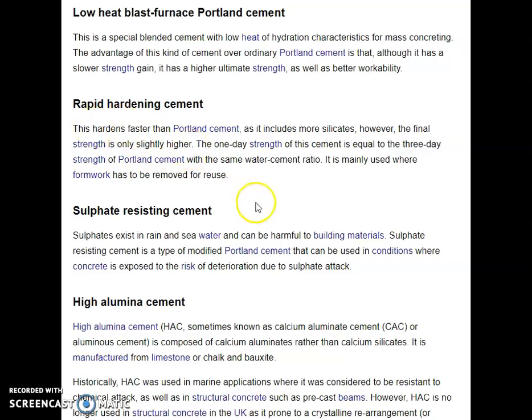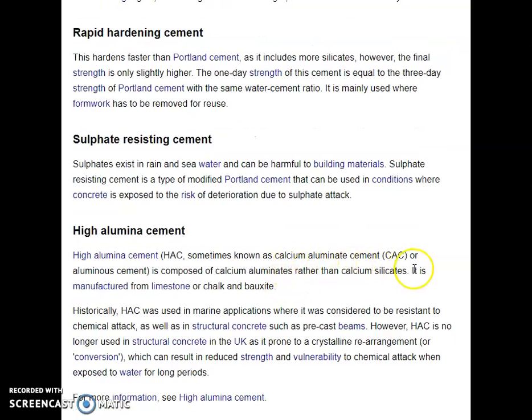High alumina cements. These are also known as calcium aluminate cement, CAC, or aluminous cement. It is composed of calcium aluminates rather than calcium silicates. It is manufactured from limestone, chalk and bauxite. HAC was used in marine applications where it is considered to be resistant to chemical attack, as well as in structural concrete where precast beams. However, HAC is no longer used in structural concrete, as it is prone to crystalline rearrangement, which can result in reduced strength and vulnerability to chemical attack.